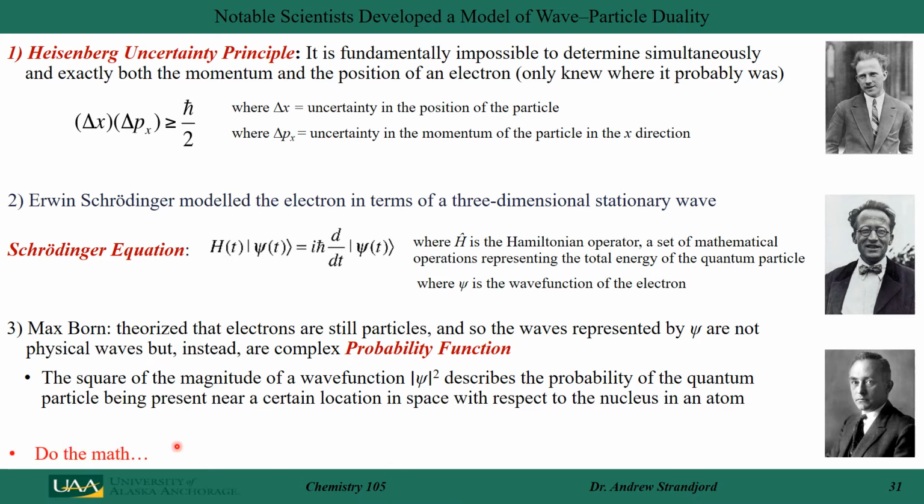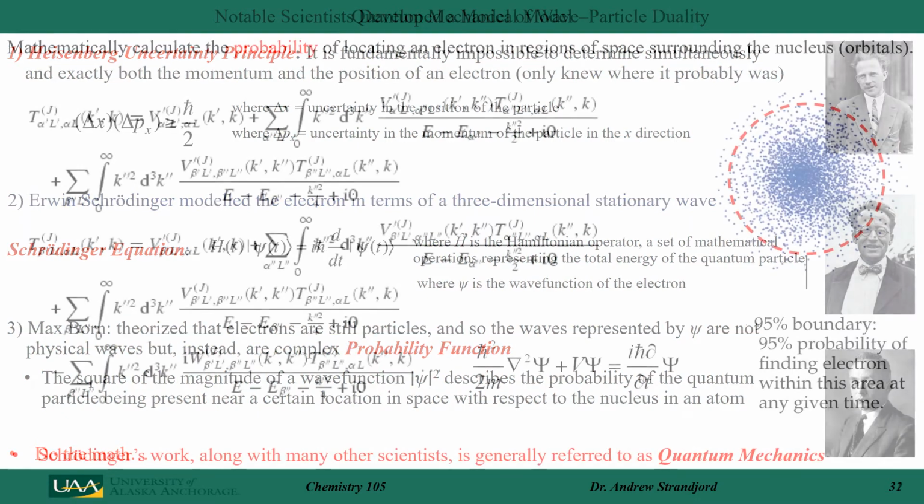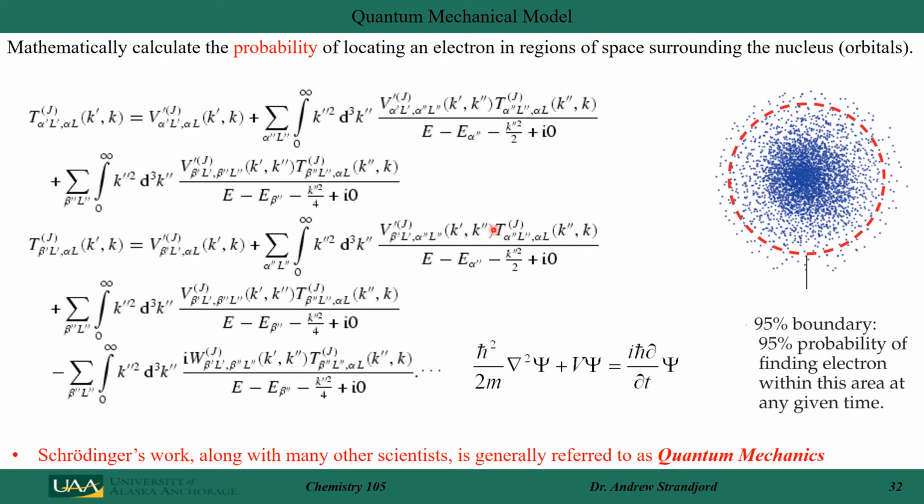So let's do that math, okay? Let's look at the math that Heisenberg, Schrödinger, and Max Planck all worked on. It's actually kind of complicated, and it takes up a lot more pages than that. It's actually kind of fun to take physical chemistry and solve Schrödinger's equations. Mathematically, we're just calculating the probability of locating an electron in a region of space around the nucleus. And that's represented here.